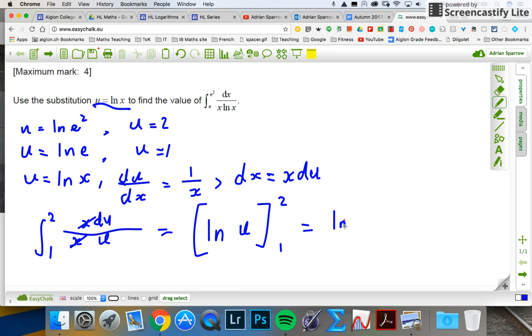So I can go log 2 minus log 1. And log 1 is 0, or you can do 2 divided by 1. Think about your log rules. So this final answer is log 2. Very straightforward substitution question there.